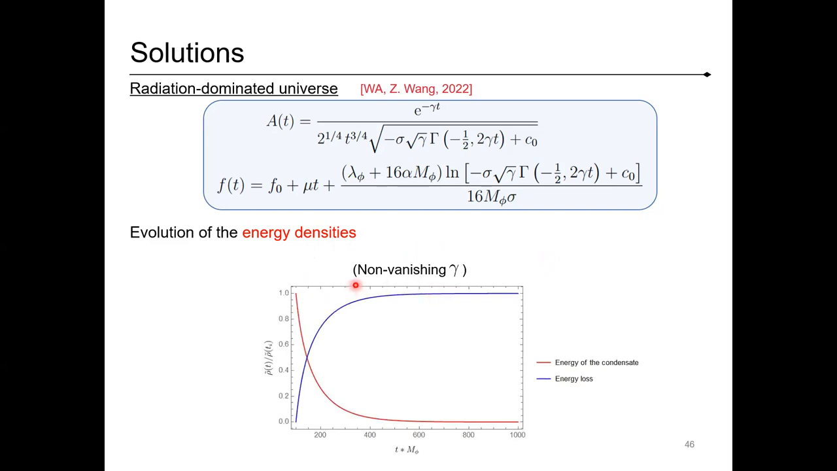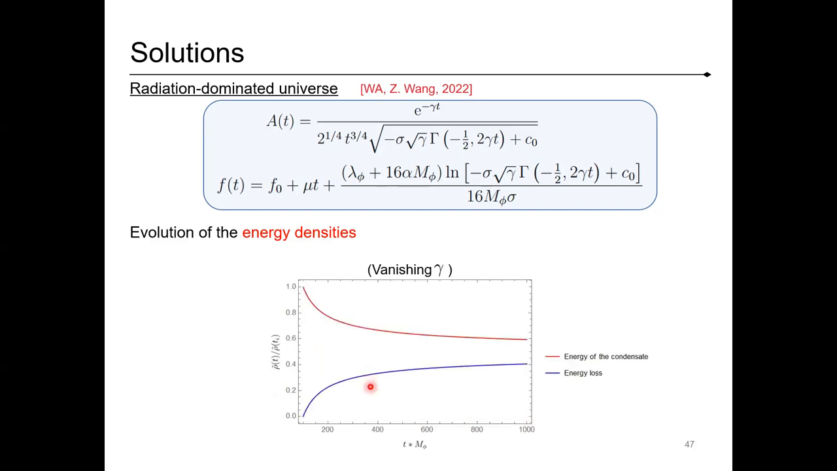Now I show you an example. Here we consider some non-vanishing gamma, and then we find that the energy density decays completely. It goes to zero at a large time. If you take gamma to be vanishing, then the energy density of the condensate will never be below the energy density of the produced particles. And in this case, there will be a problem for reheating, because we require the energy stored in the inflaton to be fully transformed to the normal particles.